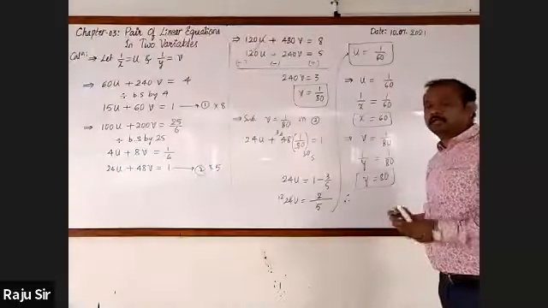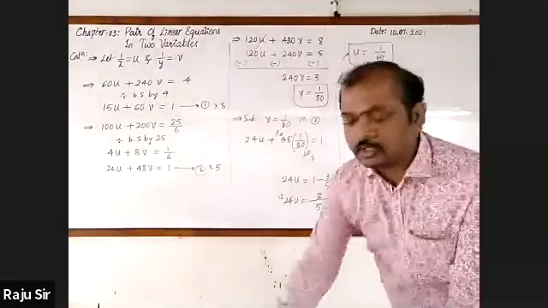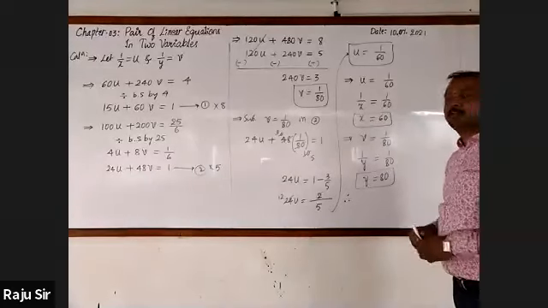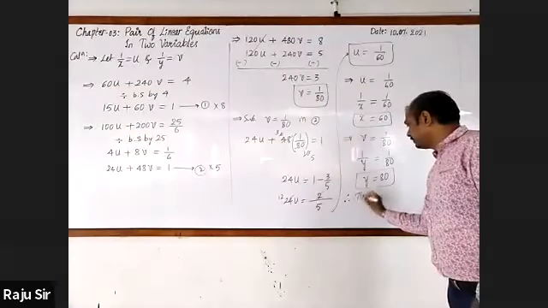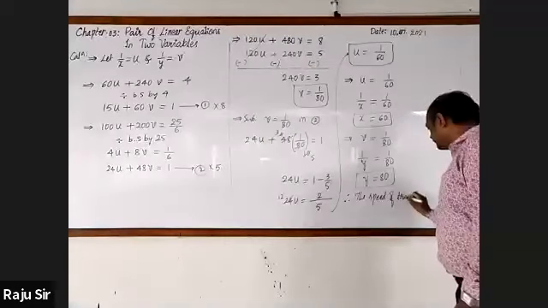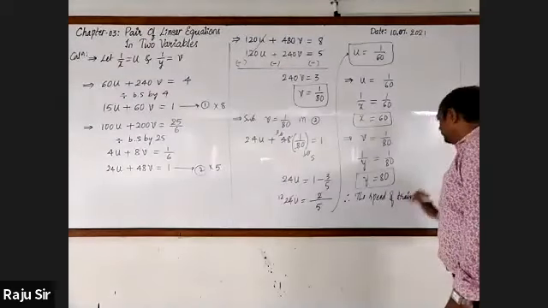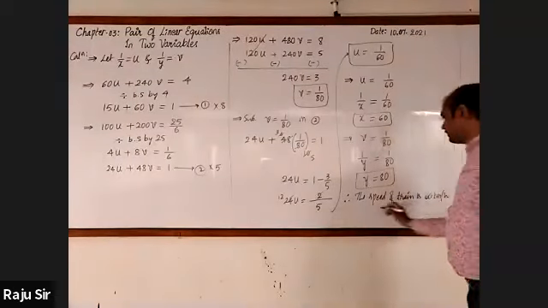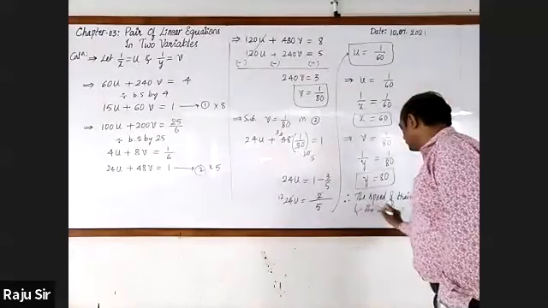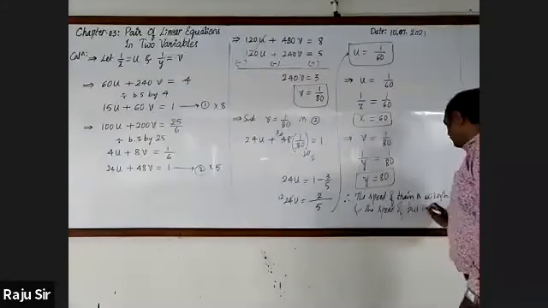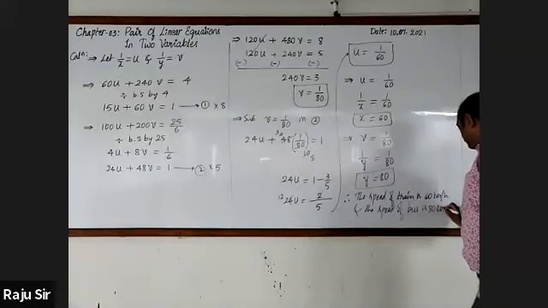So you may write the conclusion as: therefore, the speed of the train, it is x, that is 60 kilometer per hour. Therefore, the speed of the train is 60 kilometer per hour, and the speed of the bus is 80 kilometer per hour.